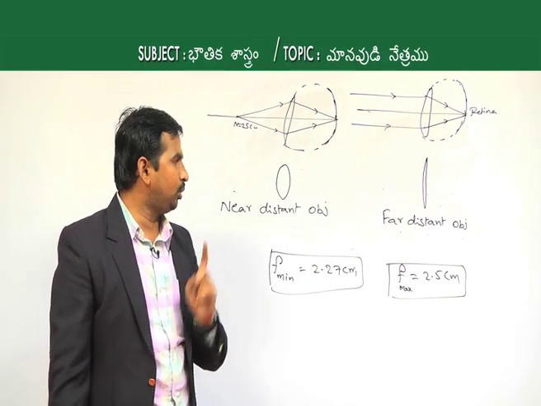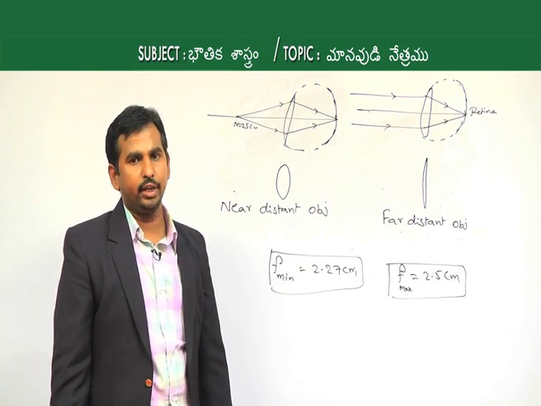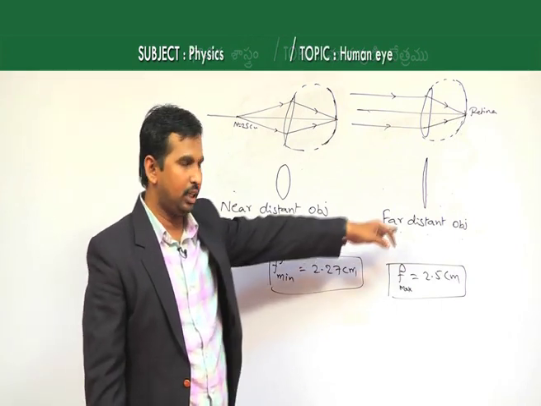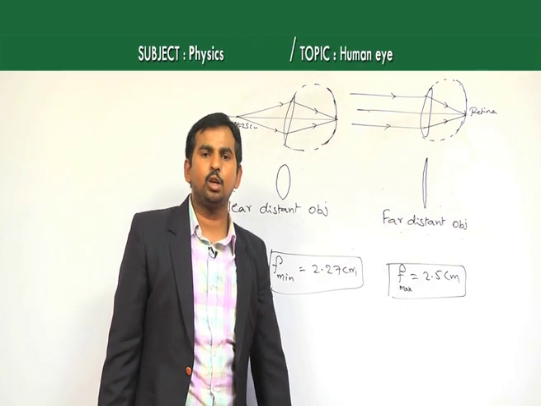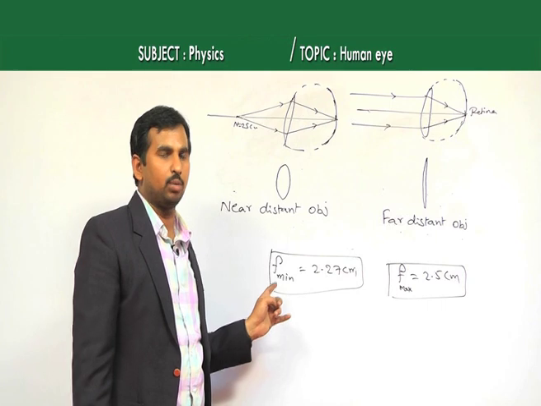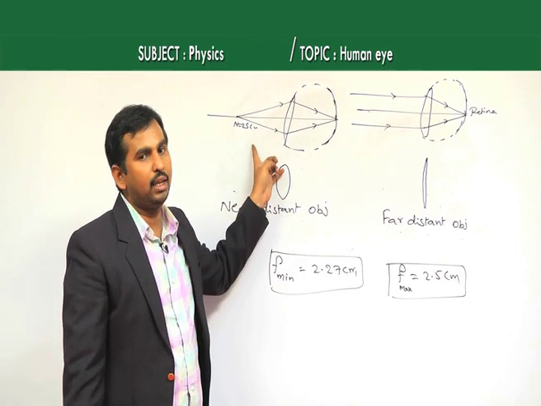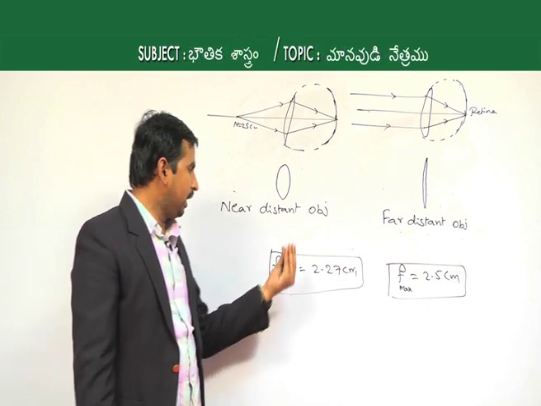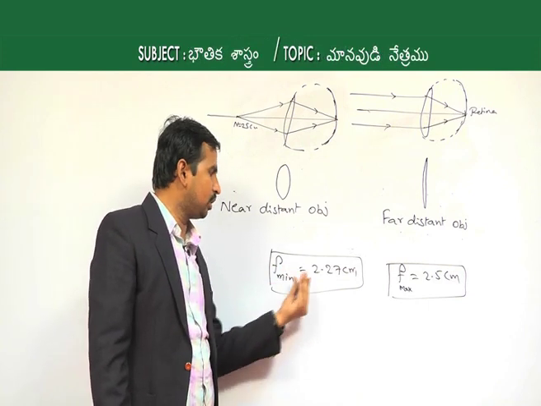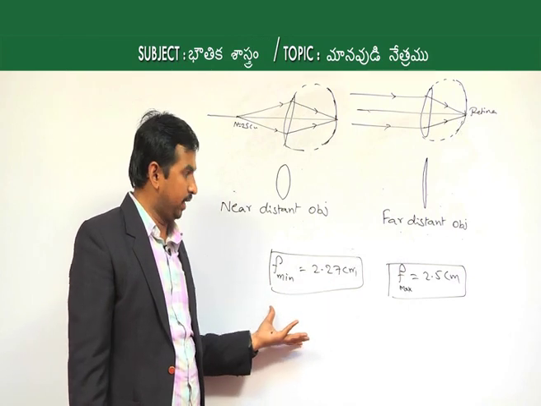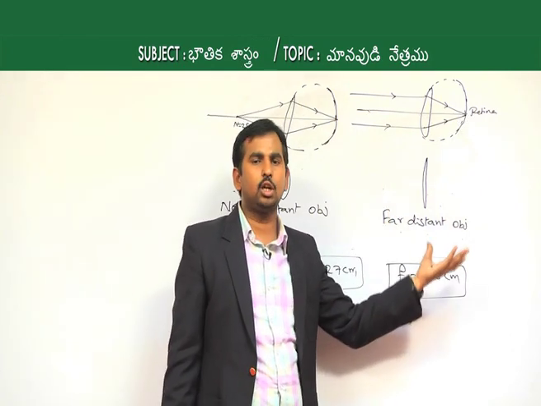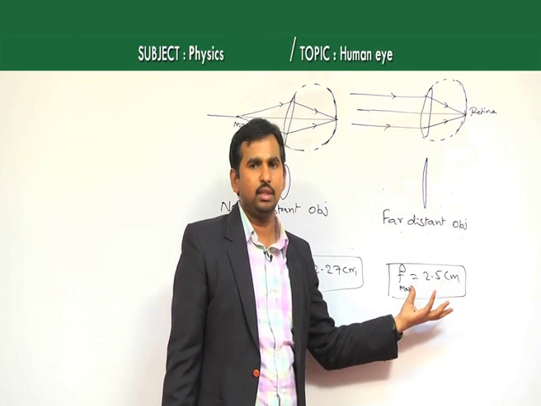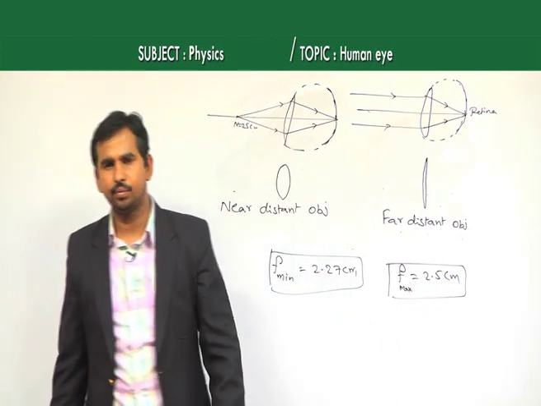We have to remember that the far point of a normal eye is infinite, whereas the near point n for normal vision is about 25 centimeters. The focal length required from the ciliary muscles is 2.27 centimeters for near vision, and to see far distant objects the maximum focal length required is 2.5 centimeters.